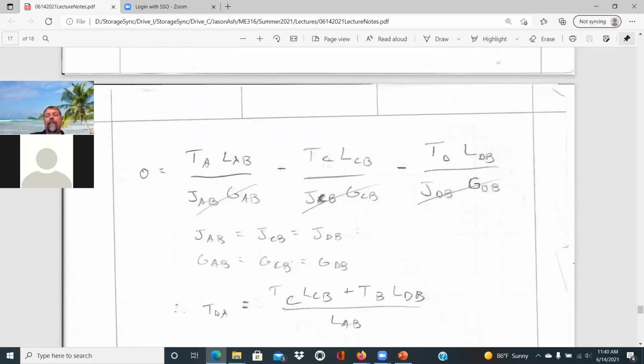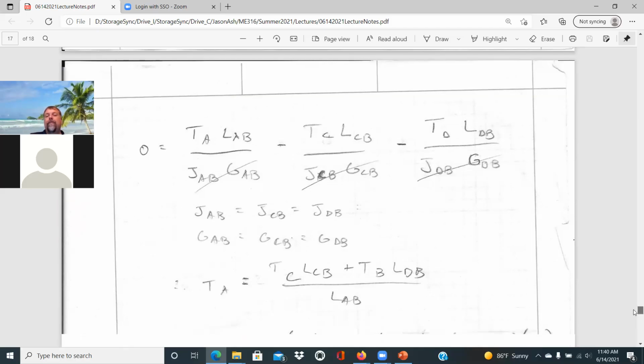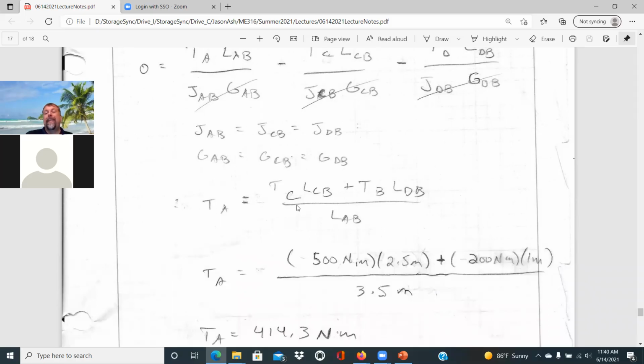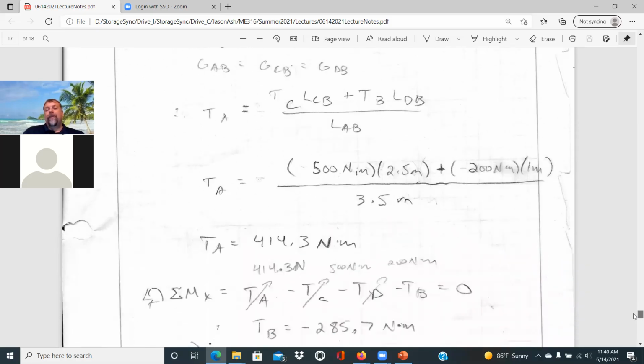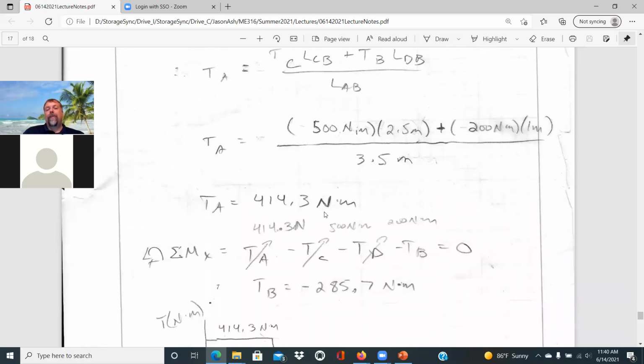And we can solve for TA as a function of TC and TB. This one was a little bit kinder because they gave us those torque values. And so we can calculate then the reaction torque at A is 414.3 Newton meters. When we plug that into a summation of moments, we can find that TB is equal to a minus 285.7 Newton meters.